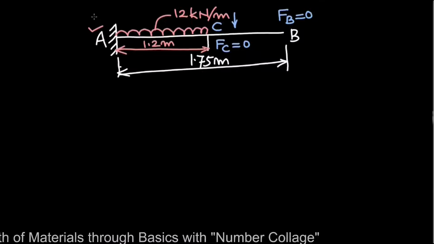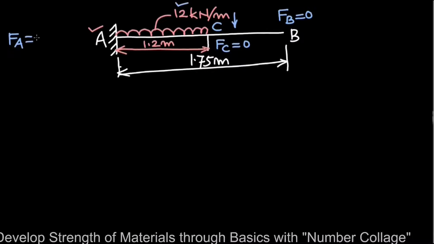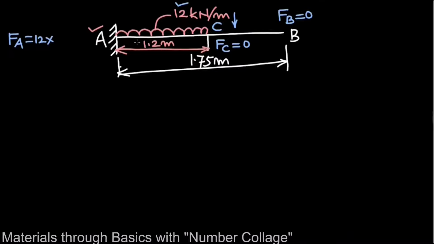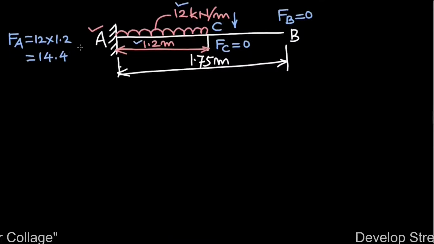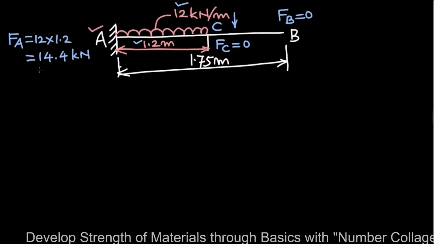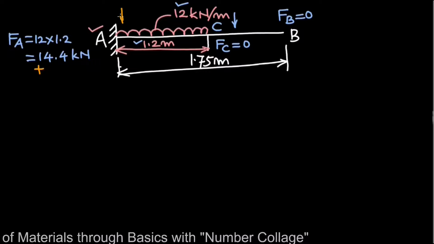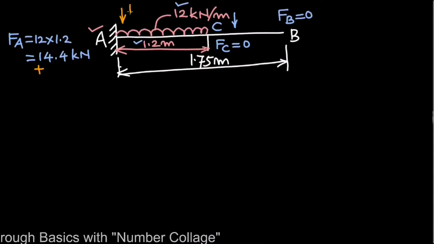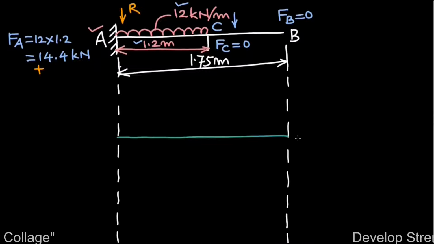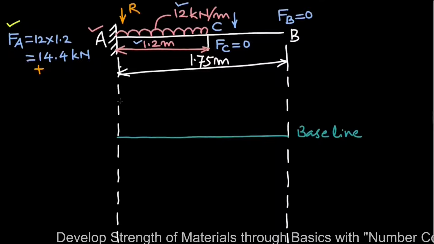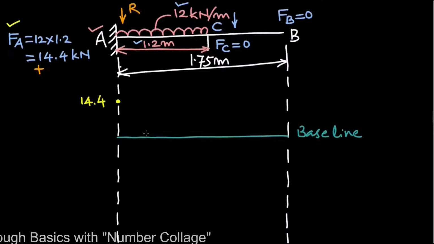Shear force at point A, Fa, will be 12 multiplied by the span 1.2 meter, which is 14.4 kilonewton. This shear force will be plus because there is vertically downward load to the right of point A. First, we will draw the baseline. We will show shear force 14.4 kilonewton above the baseline.